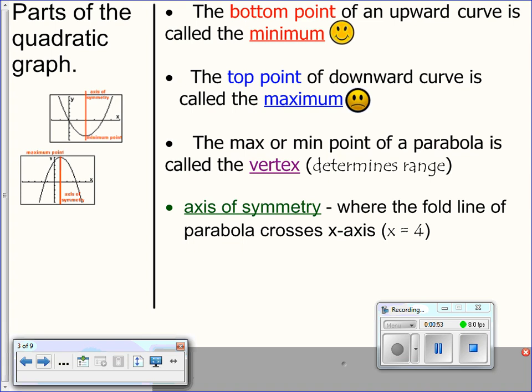So the parts of the graph: the bottom point, if it's going upward, is called the minimum, so it's the lowest point. If the curve is going downward, then the highest point is called the maximum. The max or the min point on the parabola is also called the vertex, so that's what helps us determine the range. And then the line of the fold is called the axis of symmetry, and a parabola is always symmetrical. Our axis of symmetry is written as an equation, x equals whatever that x value is.